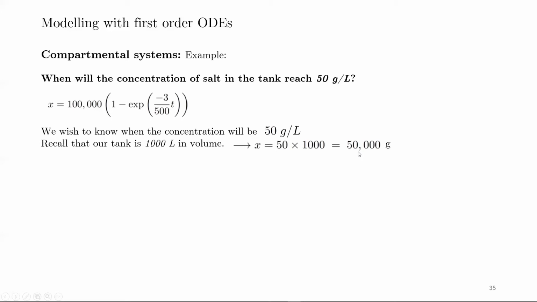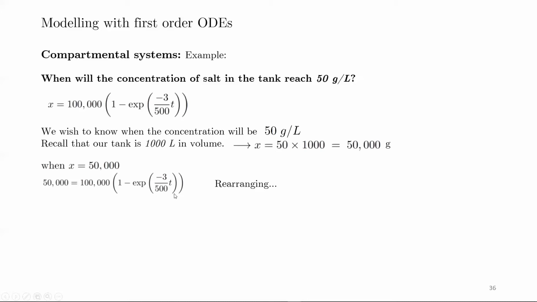Okay, well, let's just double check why that is, because if I take 50,000 grams of salt and divide it by 1,000 litres, I end up with 50 grams per litre. So the question is, when will the concentration of salt in the tank reach 50 grams per litre? It's when x equals 50,000 grams. So if x equals 50,000 grams, the left-hand side of our solution to our initial value problem is 50,000.